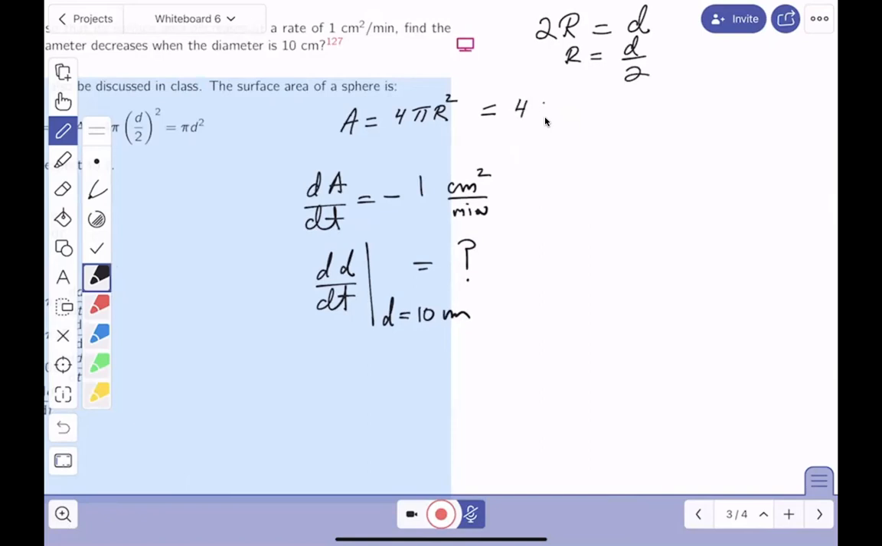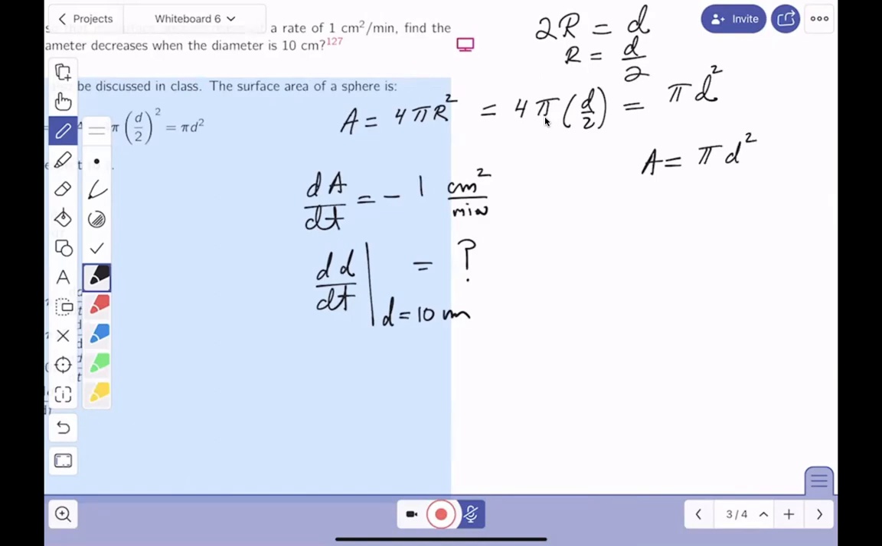So 4 pi, the radius is d over 2. So what do you get over there? You get pi d squared. All right, why is that? 2 squared is 4, 4 divided by 4 once, you get pi d squared. So what am I going to do over here? I'm going to write down A actually is related to D by this relationship over here. By the way, I'm sorry about that. I forgot to put D squared there. This is the relationship.